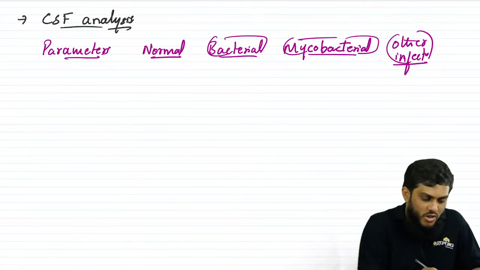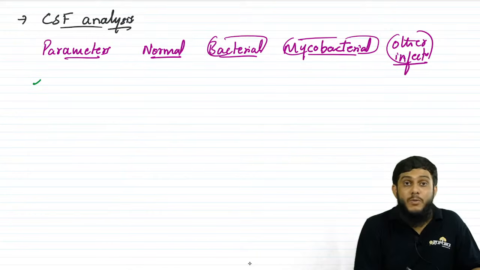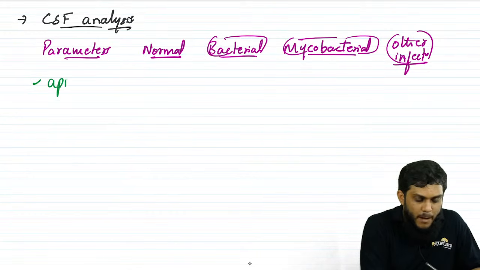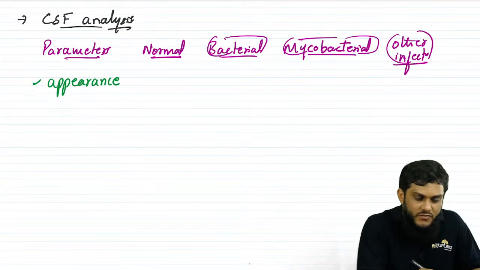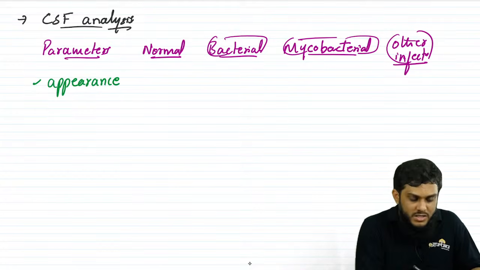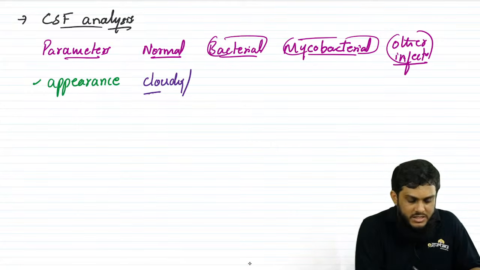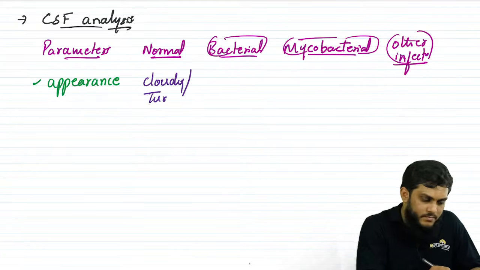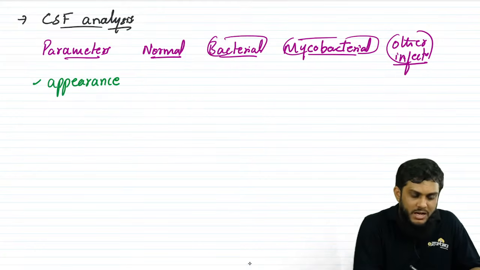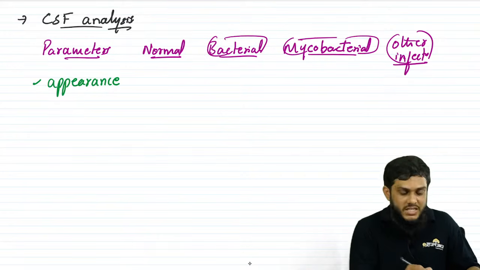Now let's talk about the first parameter. The first parameter is the morphological appearance of CSF. First we have to talk about the normal appearance of the CSF. So the normal appearance of CSF is clear.